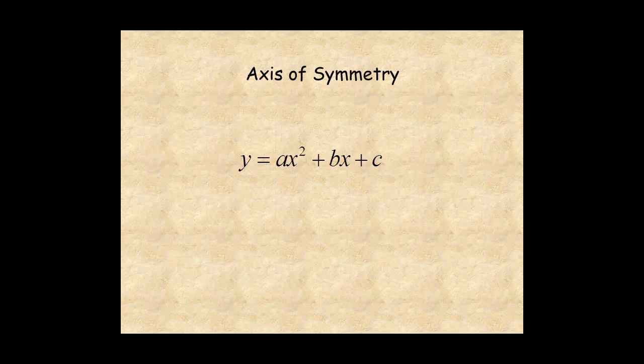You can find the location of the axis of symmetry with a simple formula. For the quadratic function ax squared plus bx plus c, the equation of the axis of symmetry is given by the formula x equals negative b over 2a, where a is the leading coefficient and b is the linear coefficient.